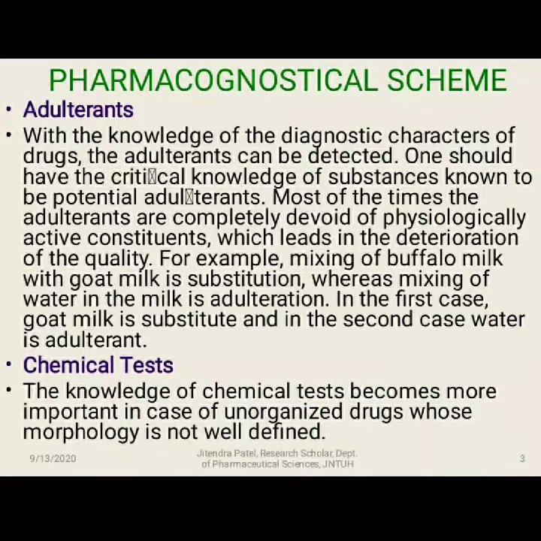mixing of buffalo milk with goat milk is substitution, whereas mixing of water in the milk is adulteration. In the first case, goat milk is substituted by buffalo milk, and in the second case, water is the adulterant. So now it is very clear, right? What is adulteration, what is substitution? We should know that difference very clearly.